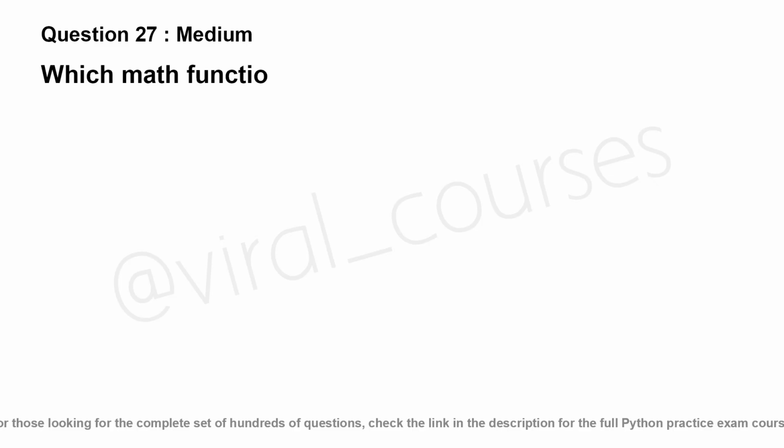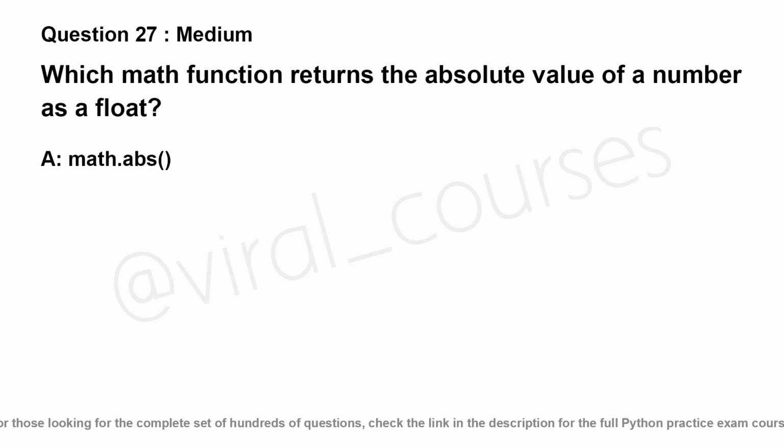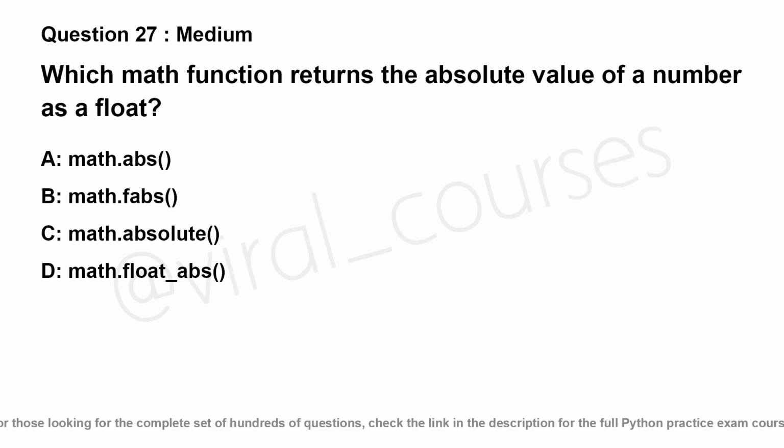Which math function returns the absolute value of a number as a float? Option A, math.abs. Option B, math.fabs. Option C, math.absolute. Option D, math.float_abs.